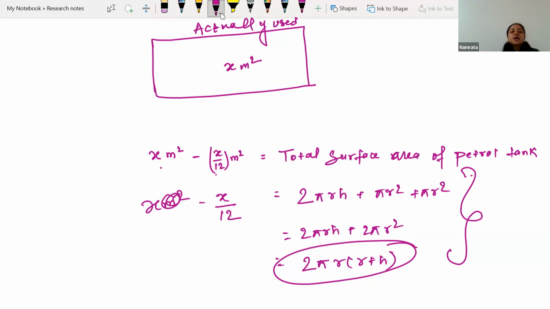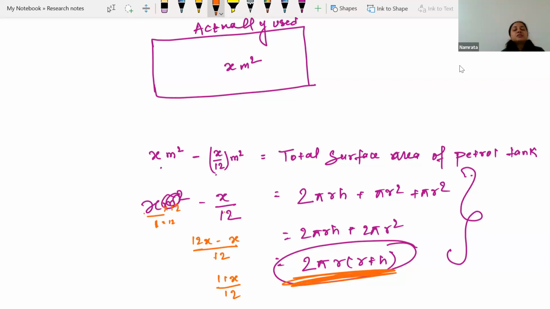Okay, so 12x minus, if you don't know how to work with this calculation, here x is there minus x by 12, so here the denominator is 1. 1 and 12, you find the LCM. LCM of 1 and 12 is 12 only. Here 1 multiplied by 12 became 12, so here also you need to multiply by 12, it will be 12x minus x. Here you will have 11x by 12 equals this.